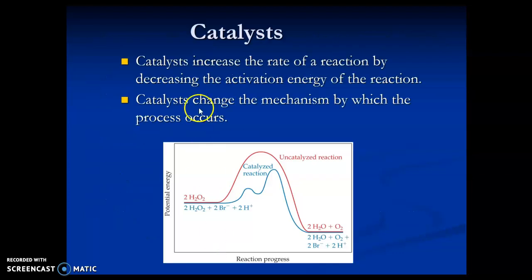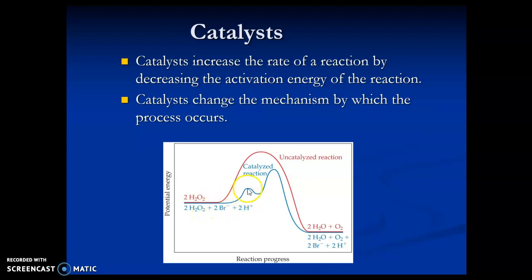All right, last thing we're going to talk about are catalysts. A catalyst increases the rate of the reaction by decreasing the activation energy of the reaction. It kind of gives it a different mechanism, basically. So this red line right here is showing the uncatalyzed reaction of hydrogen peroxide. It takes a lot more energy for this reaction to occur to make the products. But if I throw in something with bromide and some sort of acid in there, this will actually speed up the reaction.